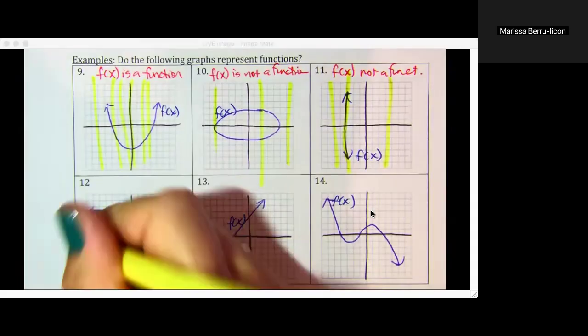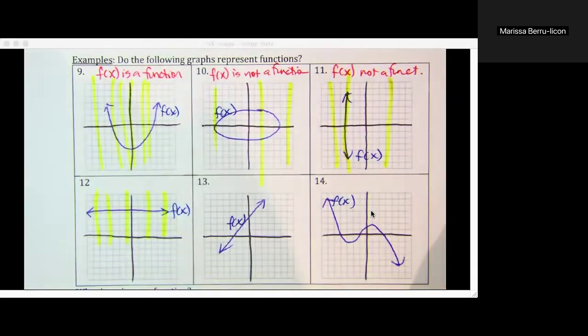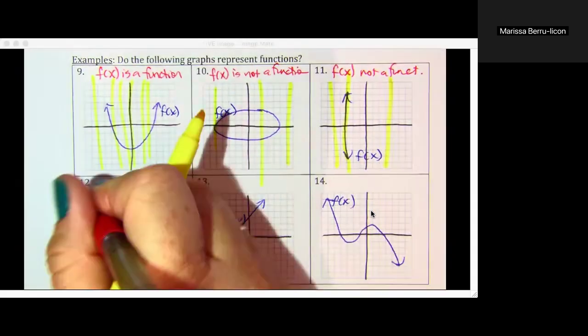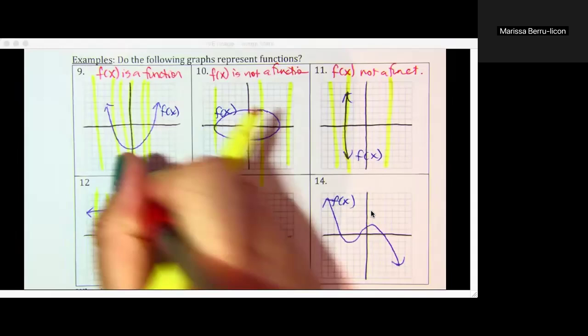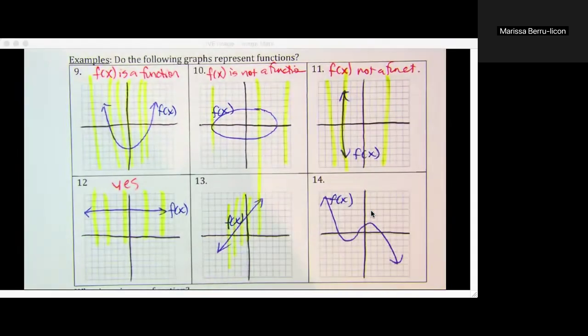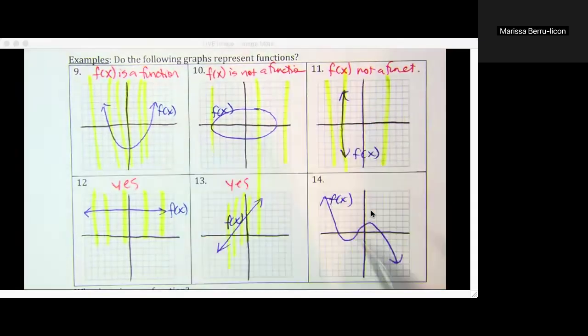And in the next one, all of these vertical lines are totally fine. A horizontal line is totally fine. Every single one just hits one time. So I'm going to go ahead and switch to answering yes or no questions. So I'll say yes, it is a function. And the next one, every single vertical line only hits once. So yes, it is a function.